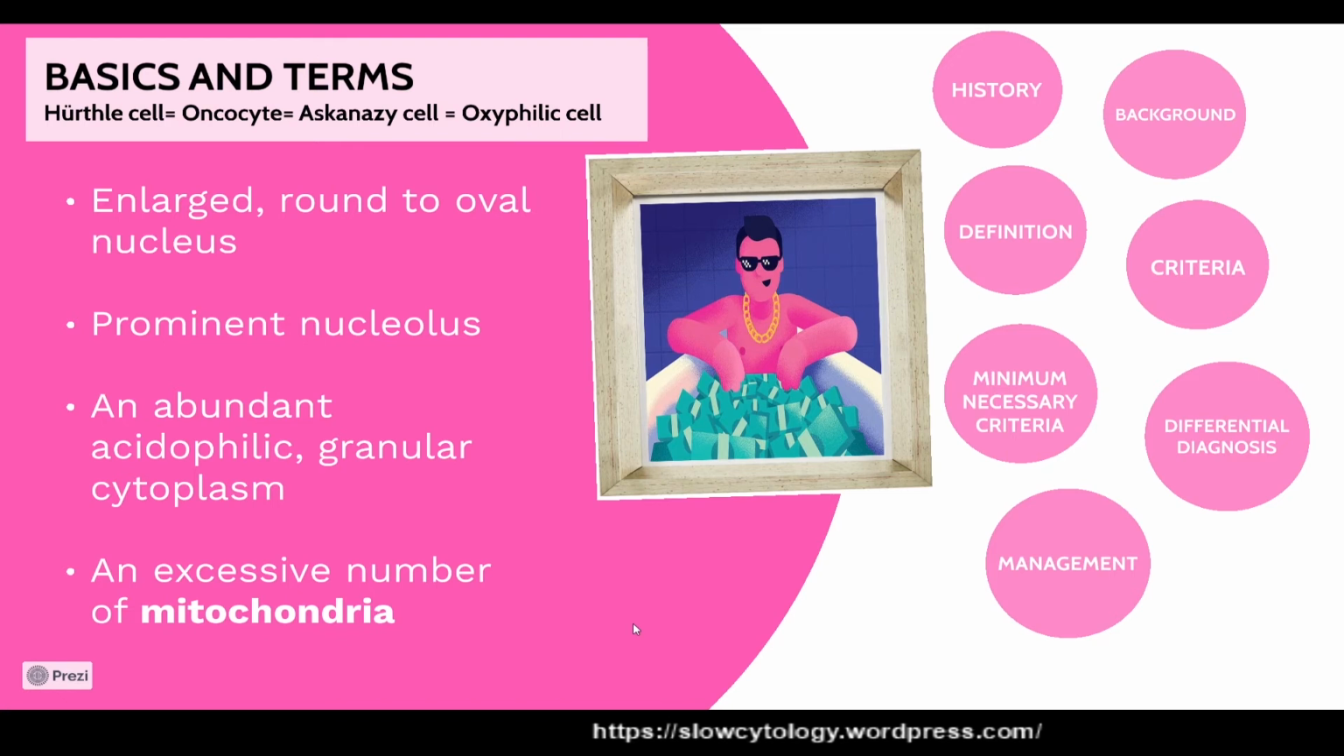The Hurthle cell, oncocyte, Ashkenazi cell, and oxyphilic cell terms are all interchangeable words with the same meaning. These cells have an enlarged round to oval nucleus, prominent nucleolus, and abundant acidophilic granular cytoplasm. The excessive number of mitochondria in these cells is the cause of their morphological appearance.